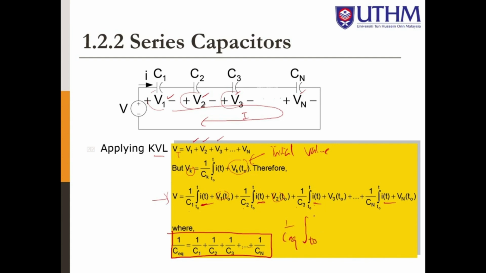Okay, T naught T, and you will have the same current across the components. Okay, so this is your VT, T naught. If you have V2, then you will add up over here. So the point that we want to take is the total capacitance for a series circuit. For capacitors in series, 1 over C equivalent equals 1 over C1 plus 1 over C2 and so on.